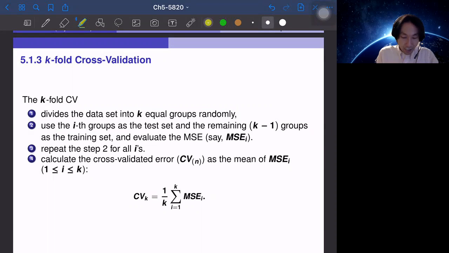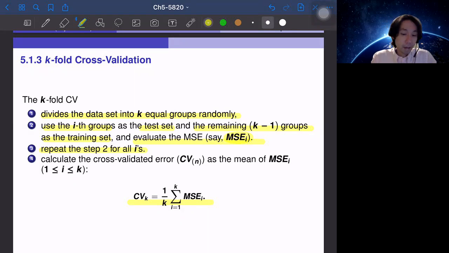To be exact, the k-fold cross-validation divides the dataset into k equal groups randomly, and uses the ith group as the test set and the remaining k-1 groups as the training set, and evaluates the MSE, mean square error. Say this is MSE sub i. Then we repeat this for all i's, then take the average of the MSE sub i. So I almost always recommend the k-fold cross-validation.